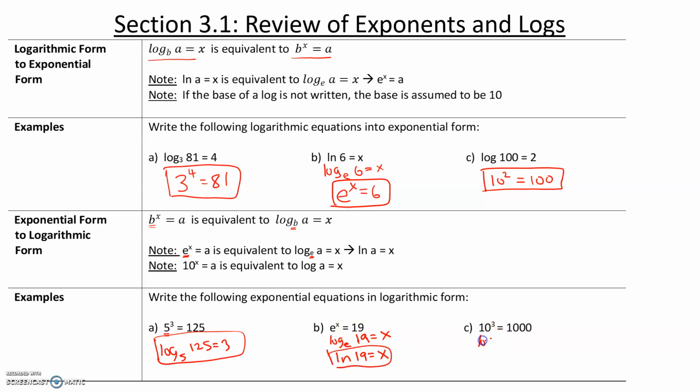Finally, we have 10 to the 3 equals 1,000. The base of the exponent is 10, so we would say log base 10. The 3 and 1,000 reverse. So we have log base 10 of 1,000 equals 3. However, we don't write the base 10, so this is just log of 1,000 equals 3.